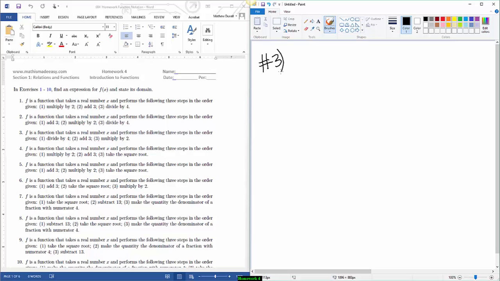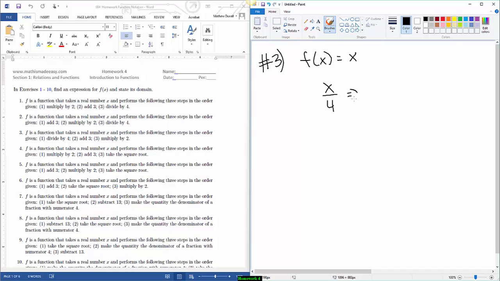Number 3 says f is a function that takes a real number x and performs the following 3 steps in the order given. 1. Divide by 4. 2. Add 3. And then 3, multiply by 2. So we know that it's going to be our f function. And so we need to divide by 4. So I take that x and I divide by 4.